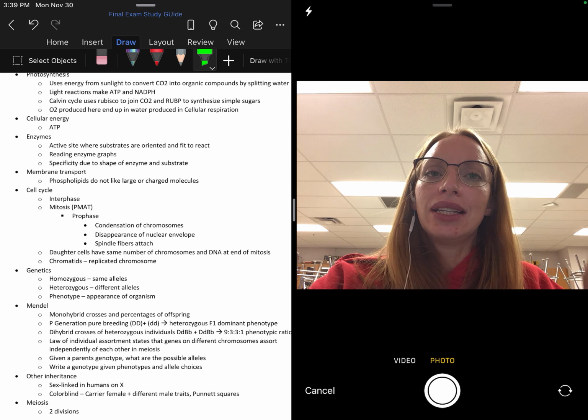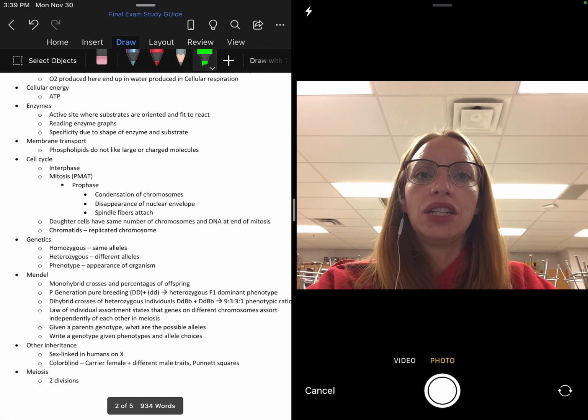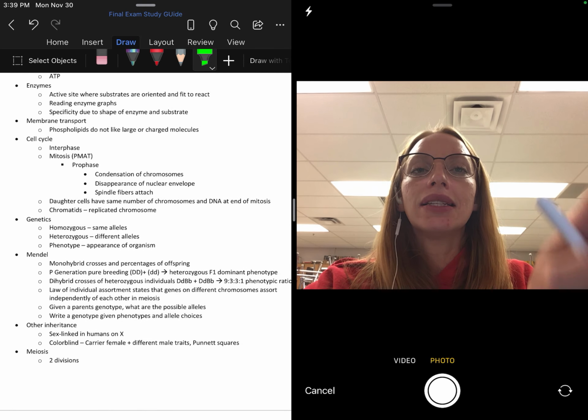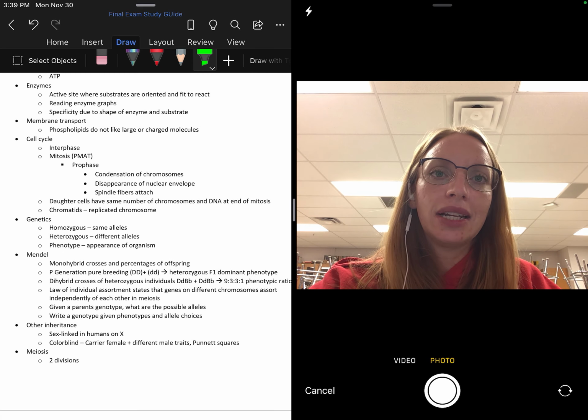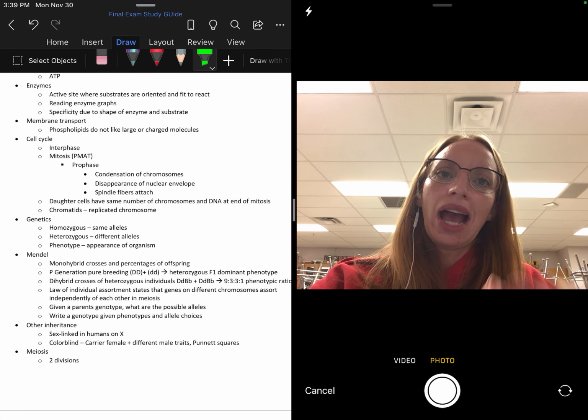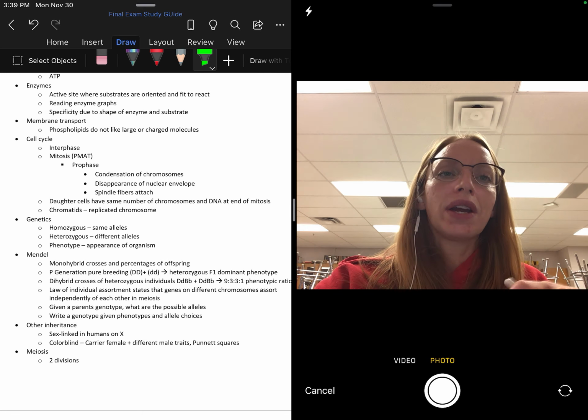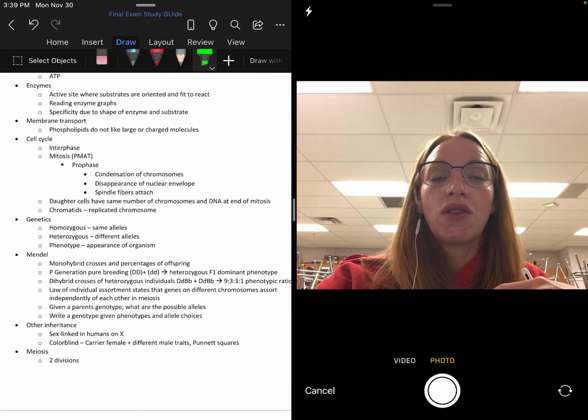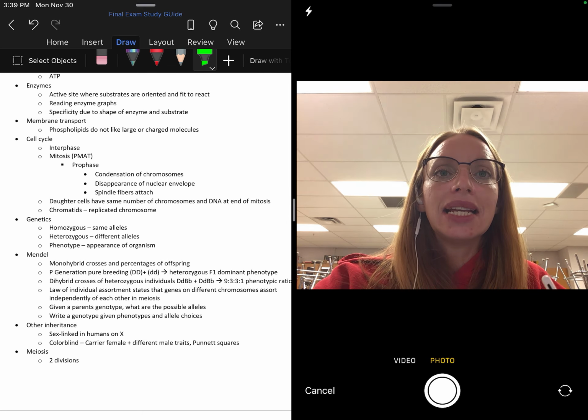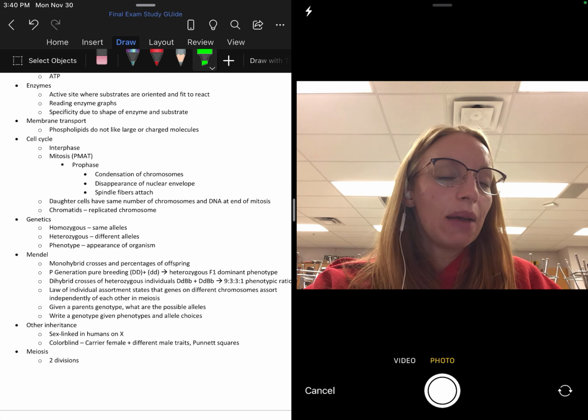Cellular energy, the quick form of it, is ATP, adenosine triphosphate. And enzymes help to lower activation energy in a cell. They do that by having an active site where substrates are oriented to fit together so they can react together quickly and easily. You need to be able to read an enzyme graph.